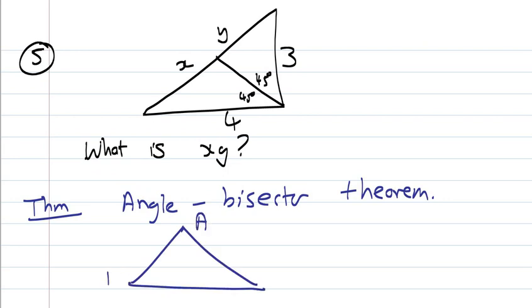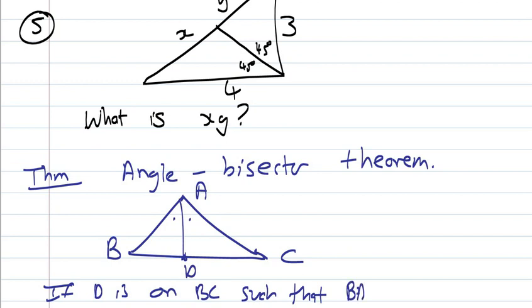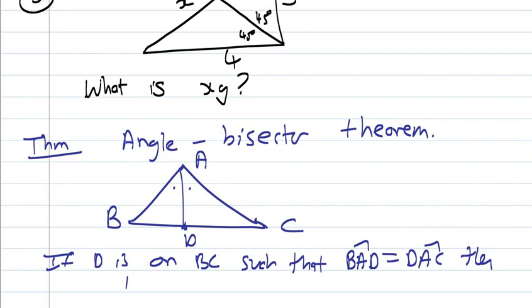If that's angle A, this is angle B, and this is angle C, and if D is on BC such that those angles are the same, so that angle BAD is the same as angle DAC, then the angle bisector theorem says that AB over BD is equal to AC over CD. So that over that is equal to that over that.